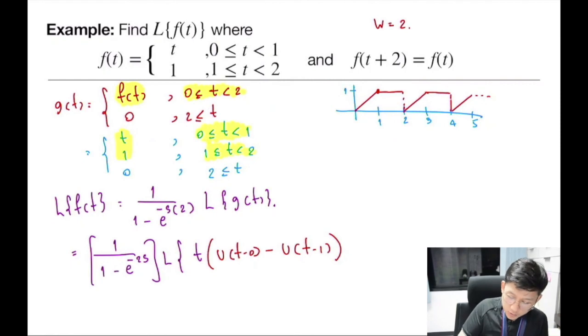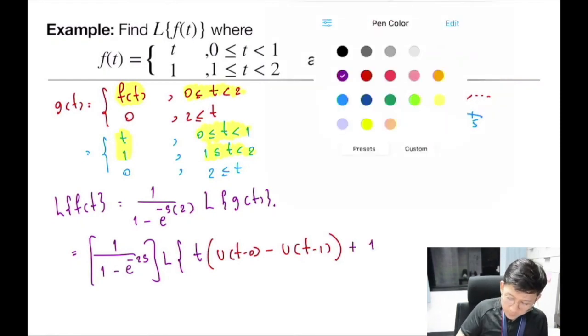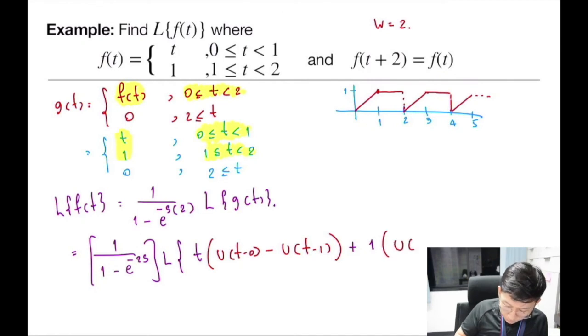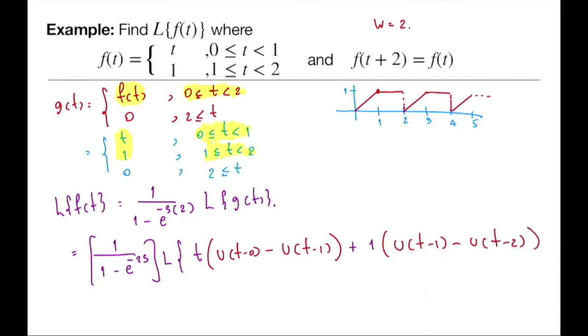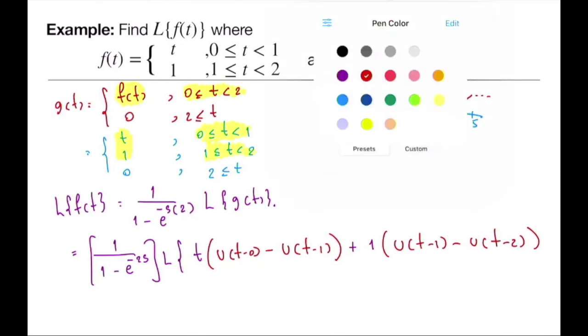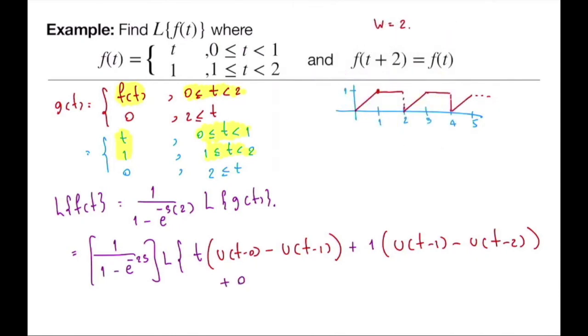And then we have plus 1 times u(t minus 1) minus u(t minus 2). And the last one would be 0, and I'm not going to write that down, I'm going to keep it like that.